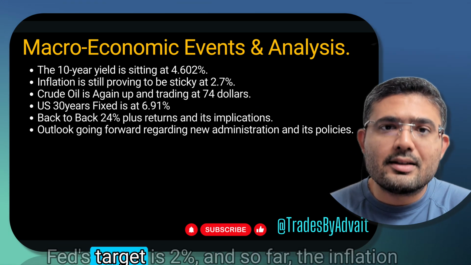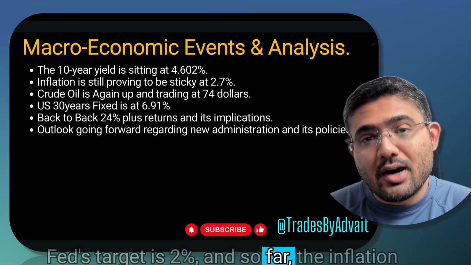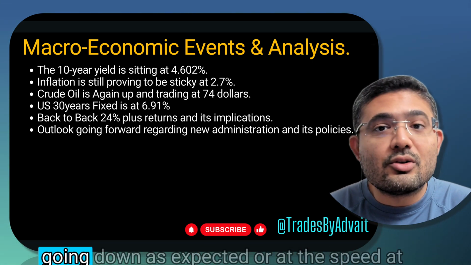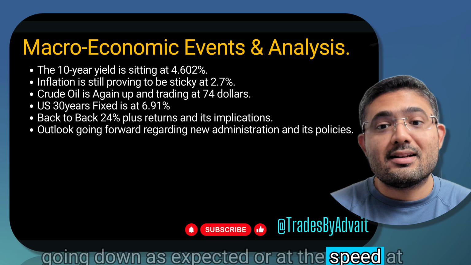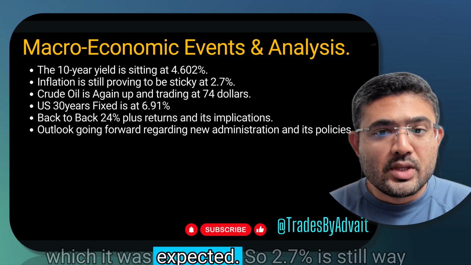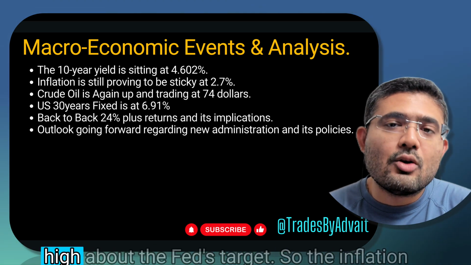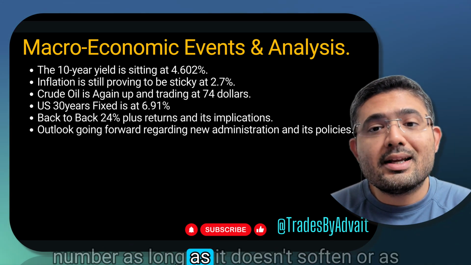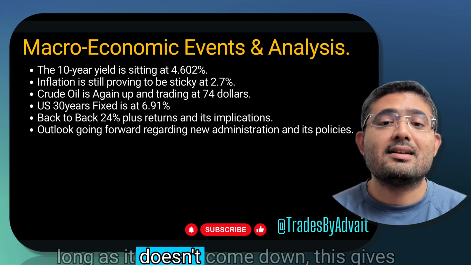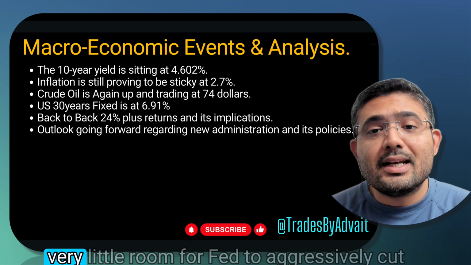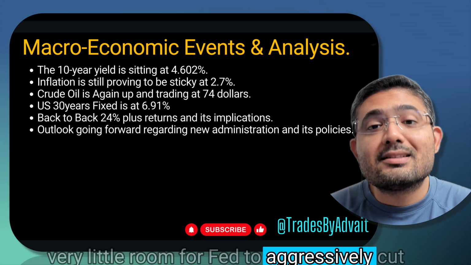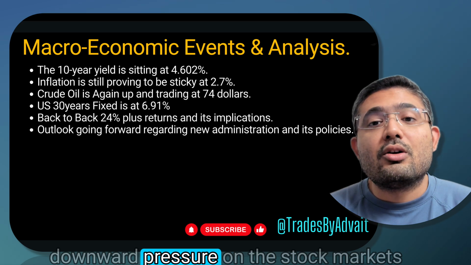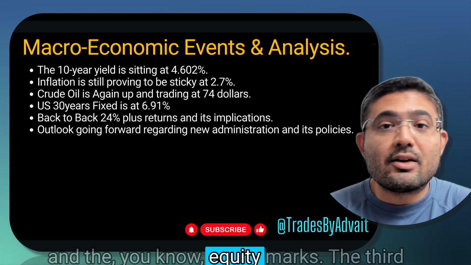The Fed's target is 2%. So far, inflation has proven sticky, as it is not going down as expected, or at the speed at which it was expected. 2.7% is still way above the Fed's target. As long as the inflation number doesn't soften or come down, there is very little room for the Fed to aggressively cut rates. So that is giving downward pressure on the stock markets and the equity markets.